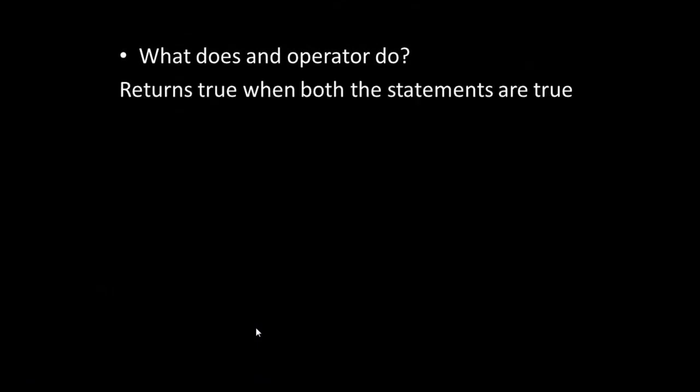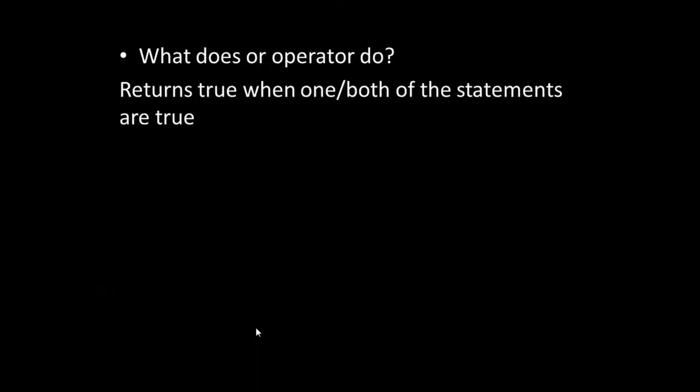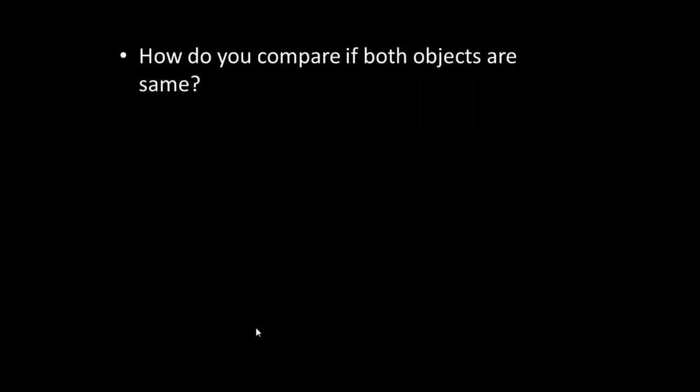What does AND operator do? Now AND operator returns true when both the statements are true. If any one statement is false, the output will be false. What does OR operator do? It returns true when one or both of the statements are true. Now, if both are false, then only it returns false.